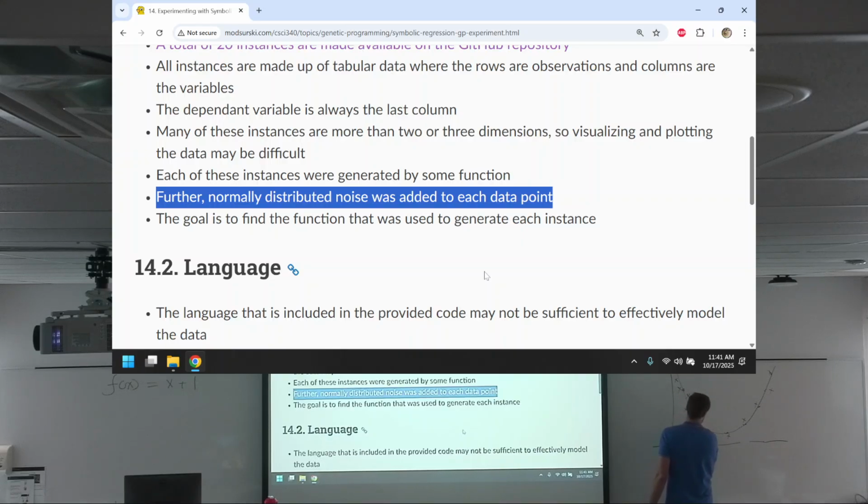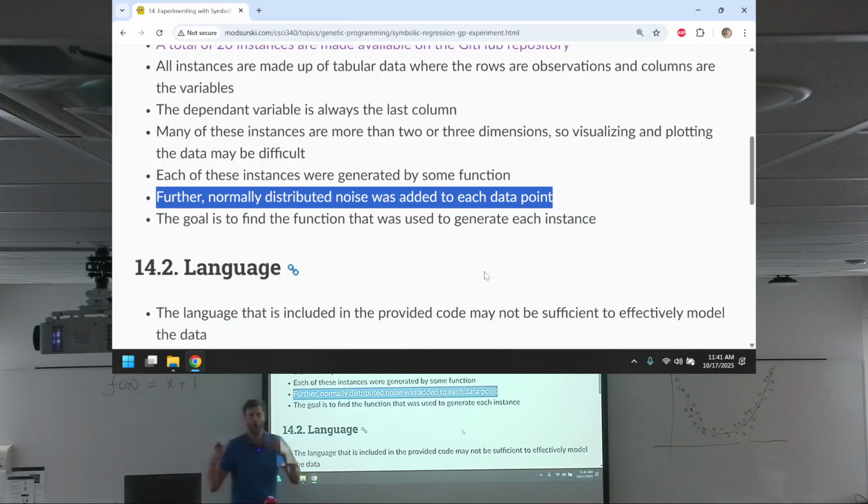So that's why your functions are going to look a little crazy, right? And maybe your mean squared error is not going to be 0. And because it's not 0, you'll never get the function exactly.